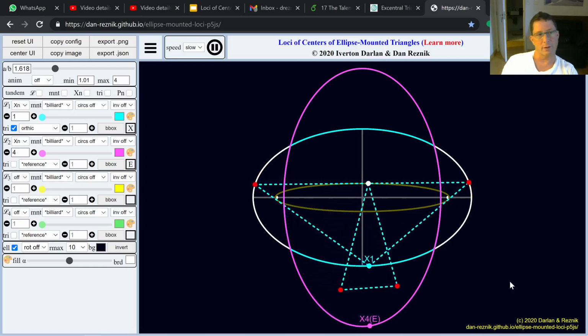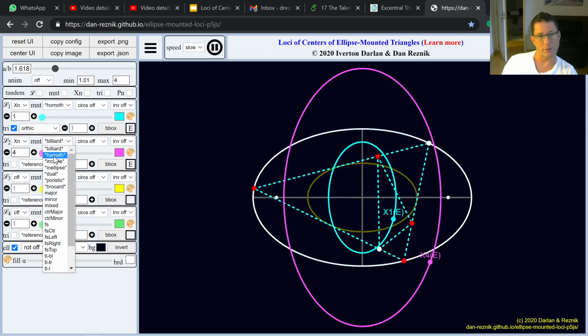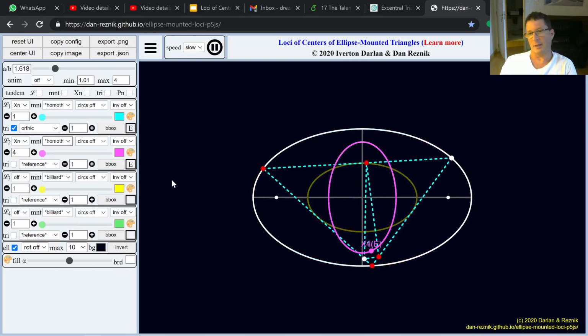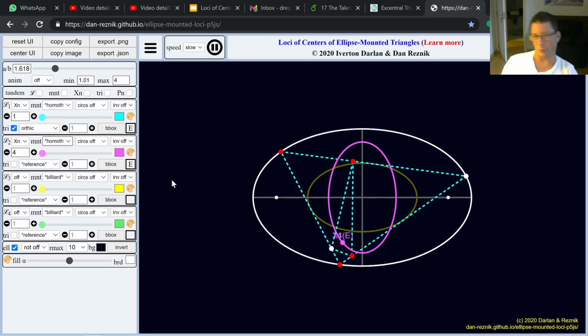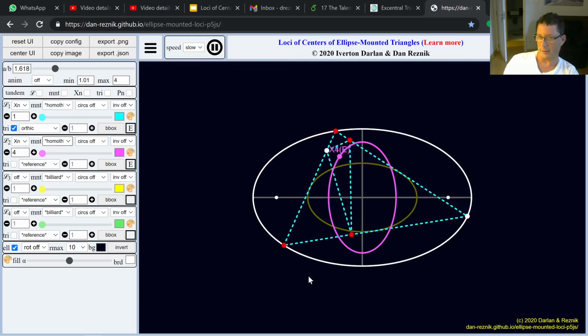Now, is this true, for example, for the homothetic pair? Let's go ahead and switch this to homothetic and homothetic. Well, let's see what happens. Right now, all my homothetic triangles seem to be acute, so the 2 loci are following each other.